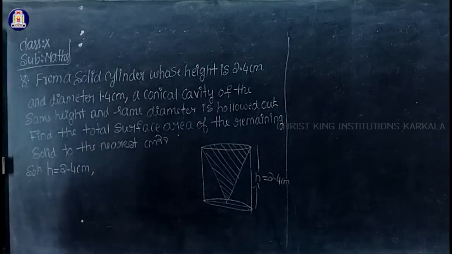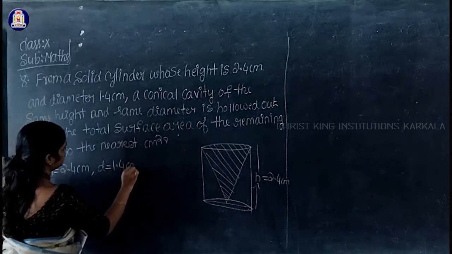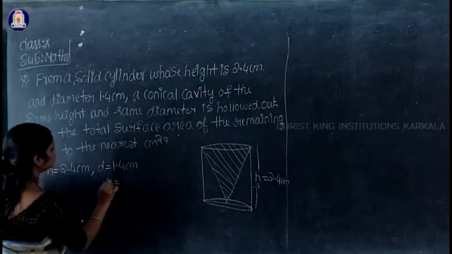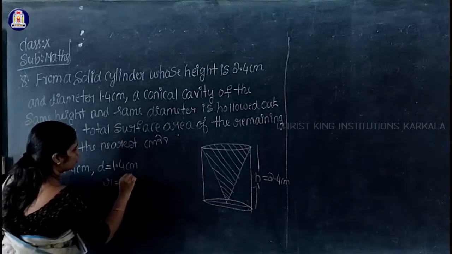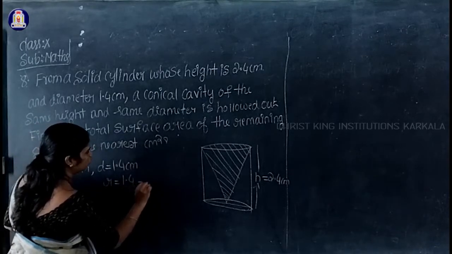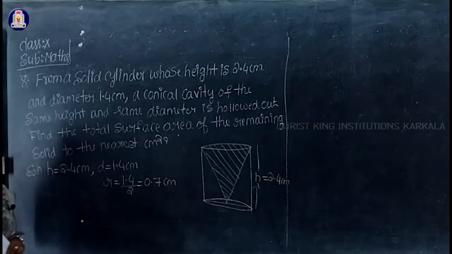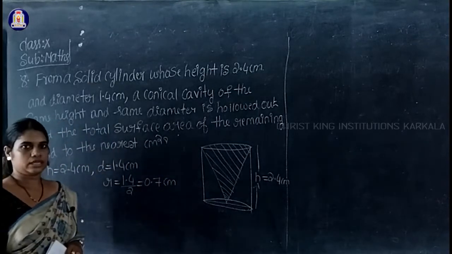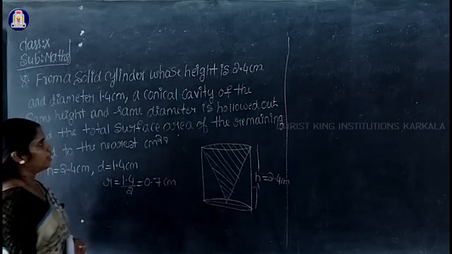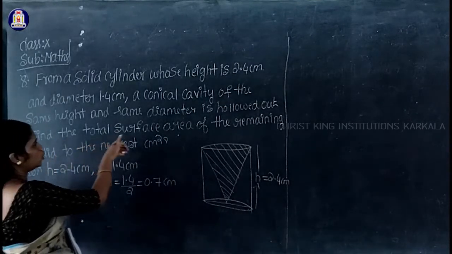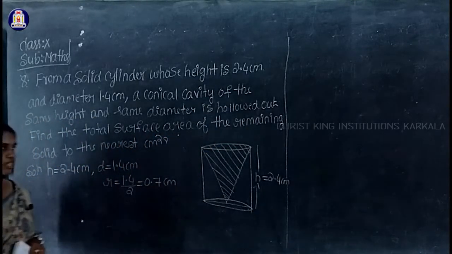Also given diameter is equal to how much? 1.4 centimeter. So therefore, what about the radius? Radius is given by 1.4 by 2 equal to 0.7 centimeter. Okay. So here, what you have to find? Your question is to find the total surface area of the remaining solid.